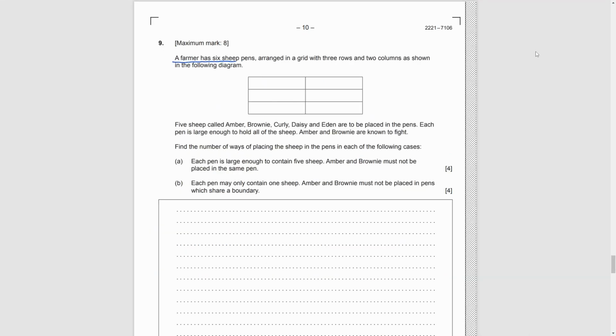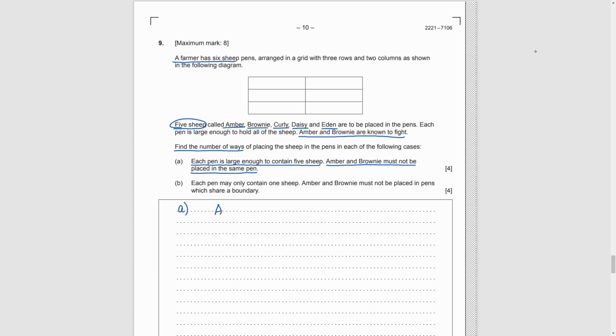Question 9. A farmer has 6 pens and 5 sheep, A, B, C, D, and E. A and B would fight. Part A. We need to find the number of ways of placing the sheep. Each pen is large enough to contain 5 sheep, but A and B cannot be placed in the same pen.